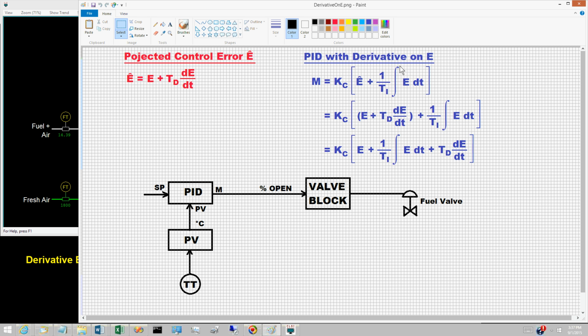To obtain the PID control equation, start with the PI control equation written in its customary form, but with E hat instead of E in the proportional term. Replace E hat by the relationship previously derived, specifically E plus T sub D dE/dt. The terms are normally written in the order suggested by PID. The proportional term is E. The reset term is the integral of E dt. The derivative term is dE/dt. When based on the control error E, the sign of the derivative term is positive regardless of the controller action.